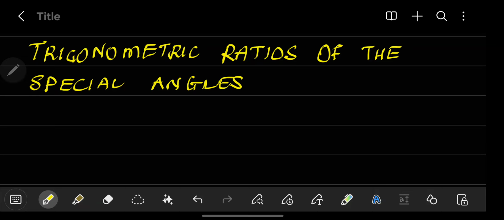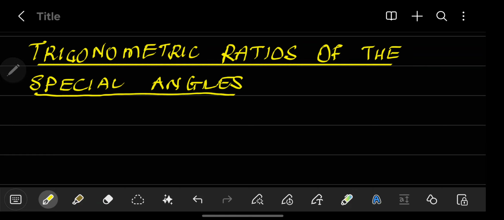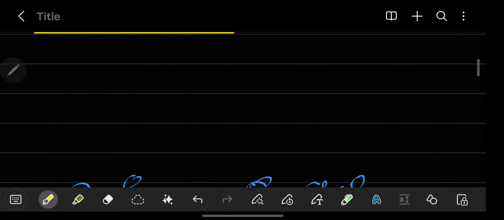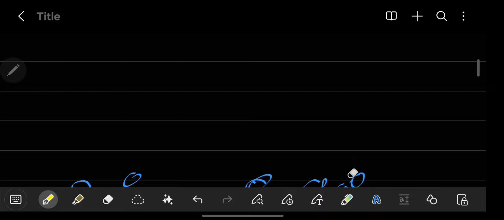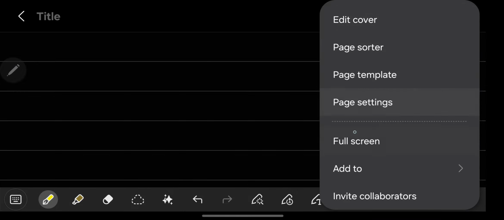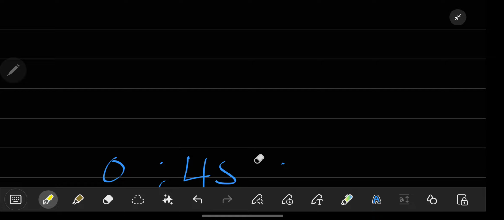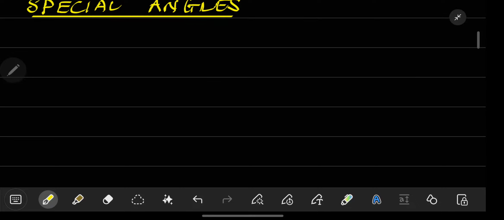Okay, trigonometric ratios of what? Of the special angles. So this will be our topic, but before we learn that, guys, let me just project full screen. Okay, before we learn that, I want to talk about special angles.